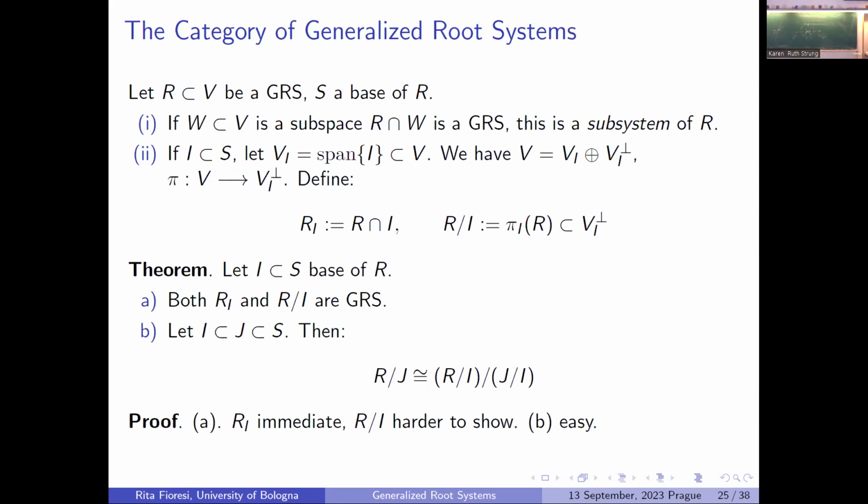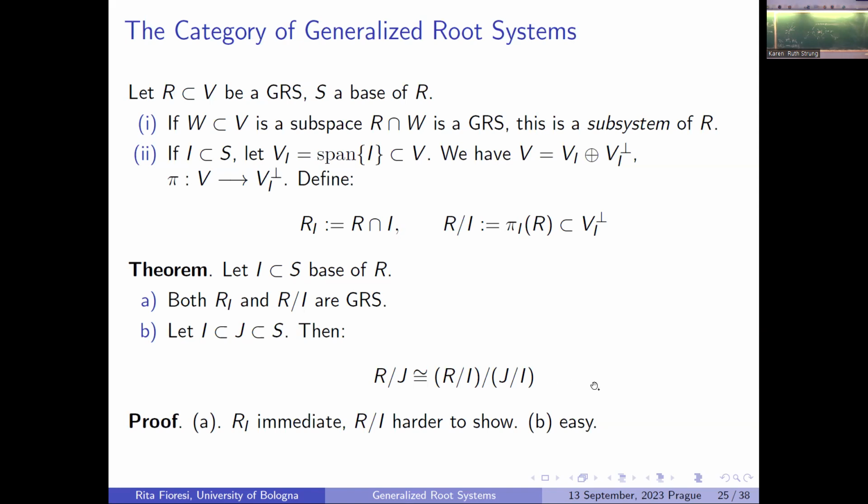So if you have a root system and you take the quotient, this is not a root system. But if you have a generalized root system and you do the quotient, this is a generalized root system. And that's what motivated us, because the constant root systems are quotients of Lie algebra root systems. And so you have this functorial property.